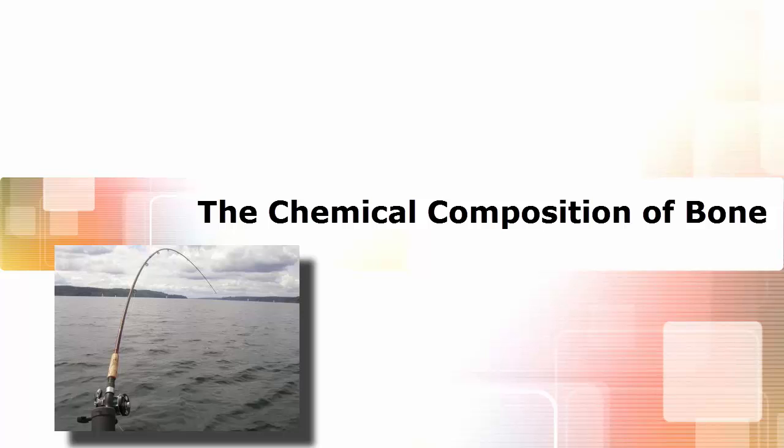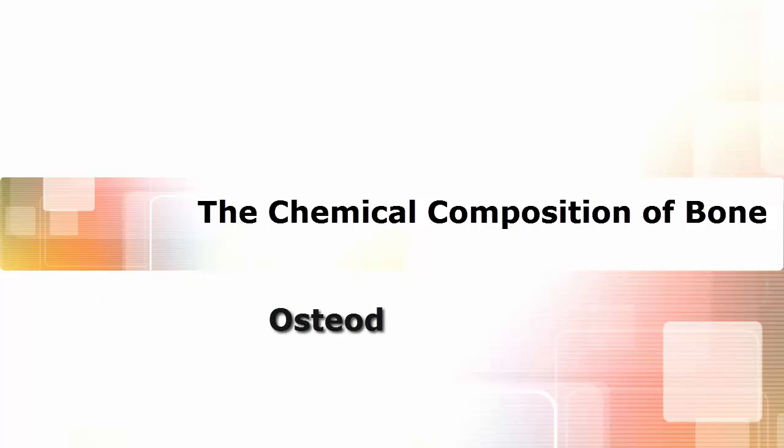Bone is very similar in that it contains organic material called osteoid, which gives it flexibility and tensile strength, and it also has inorganic material called mineral salts that give it its hardness and compressive strength. We'll take a look at some of the specifics of these materials in class, so if you wanted to read that section beforehand, go right ahead.